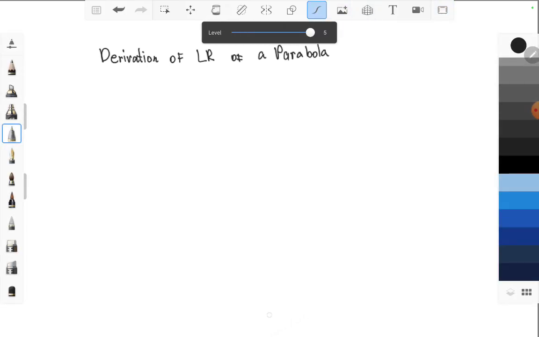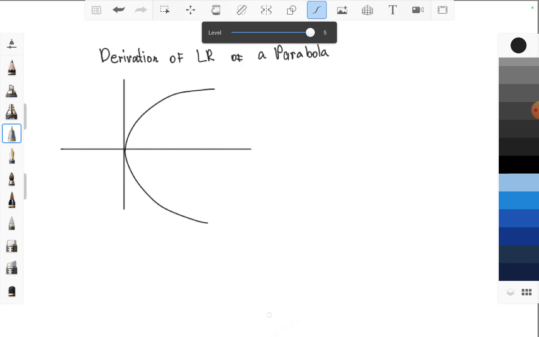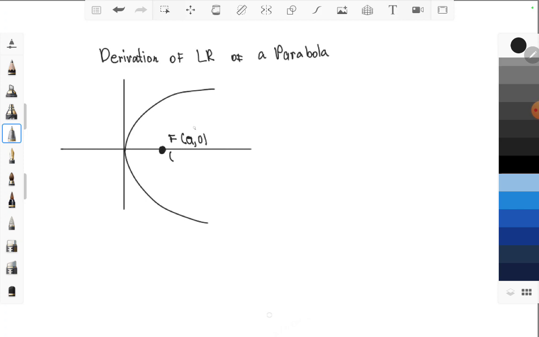Now, if you consider a parabola that is opening to the right, with vertex at 0, 0, the LR is the chord that passes through the focus of the parabola. Of course, we have our focus F, and it has the coordinate positive A, 0, and of course we have our directrix.